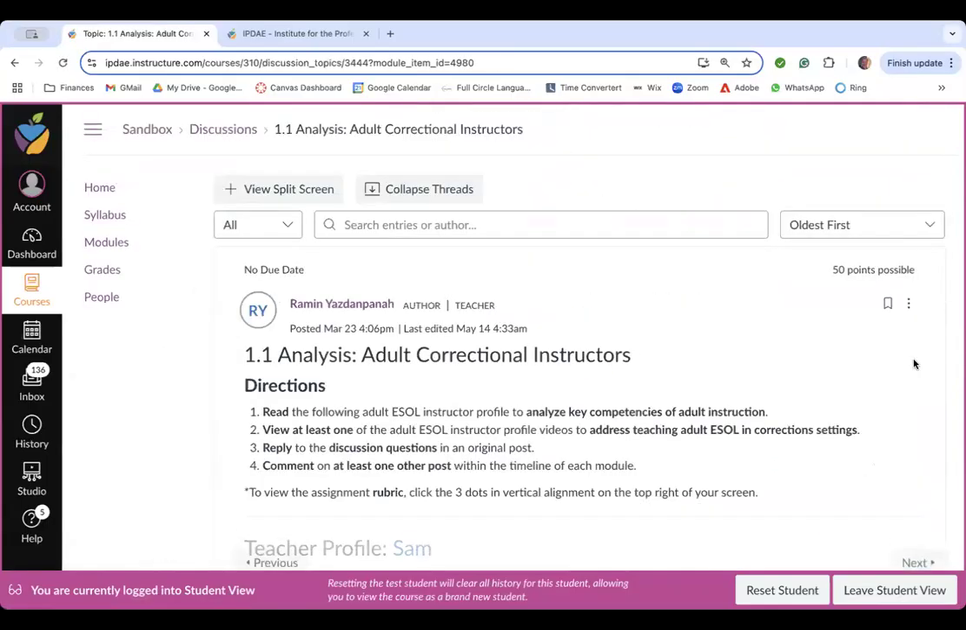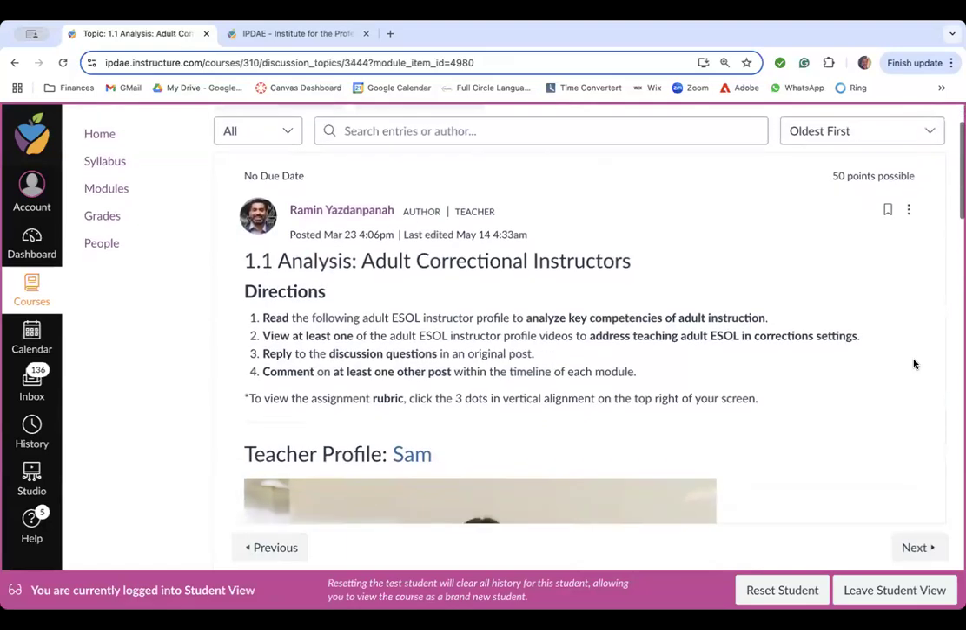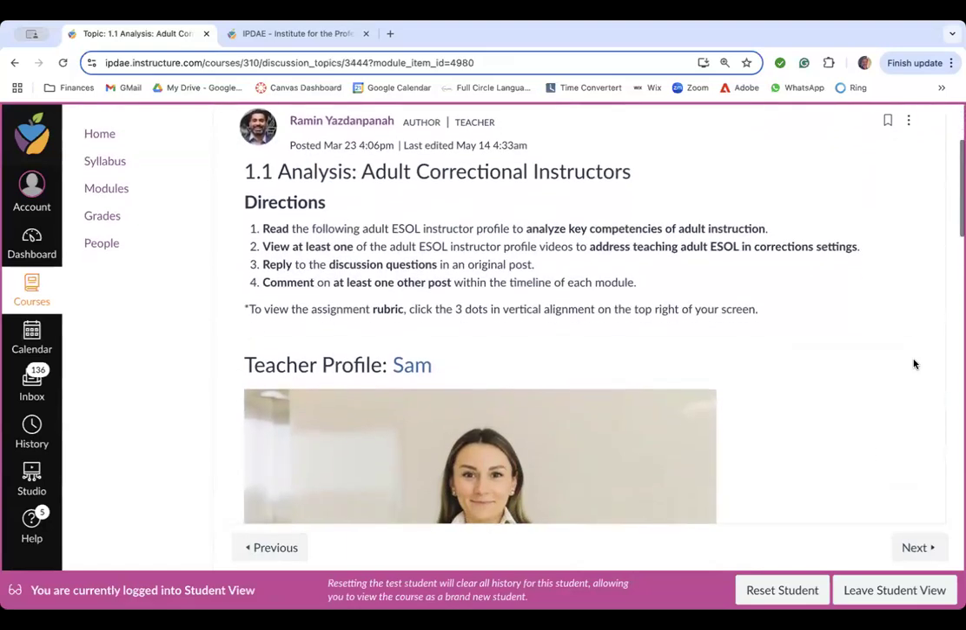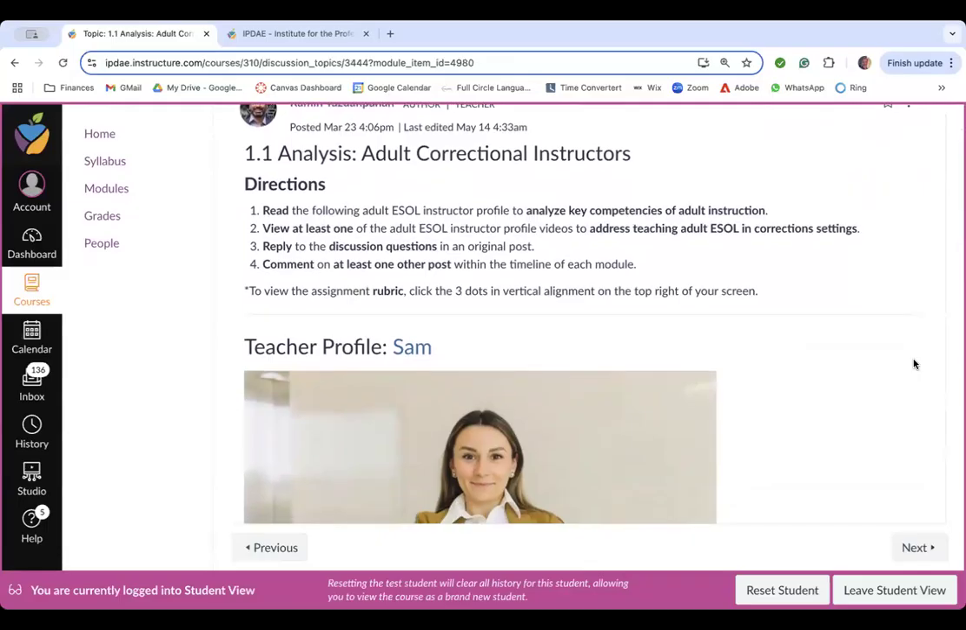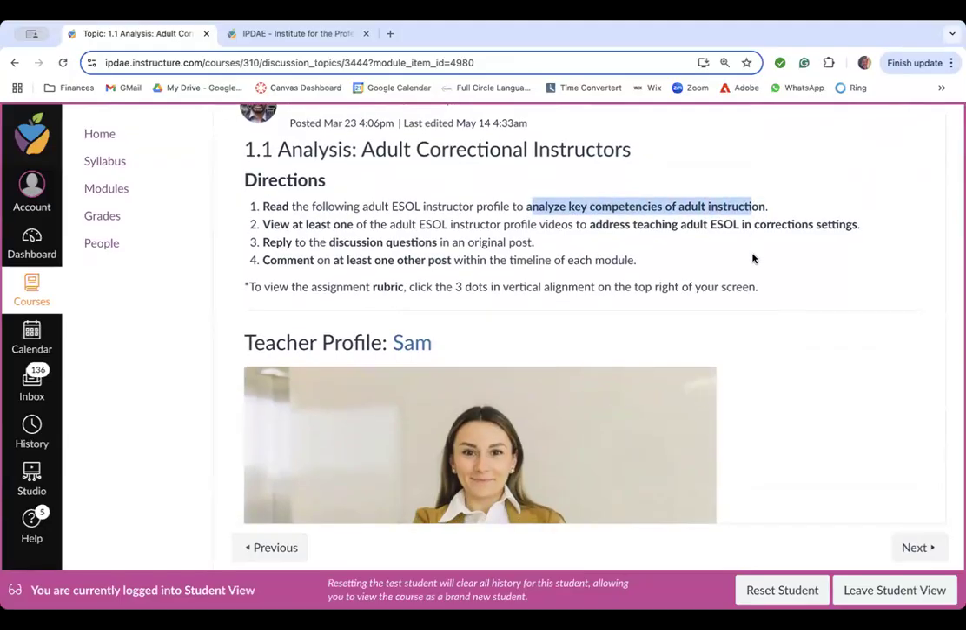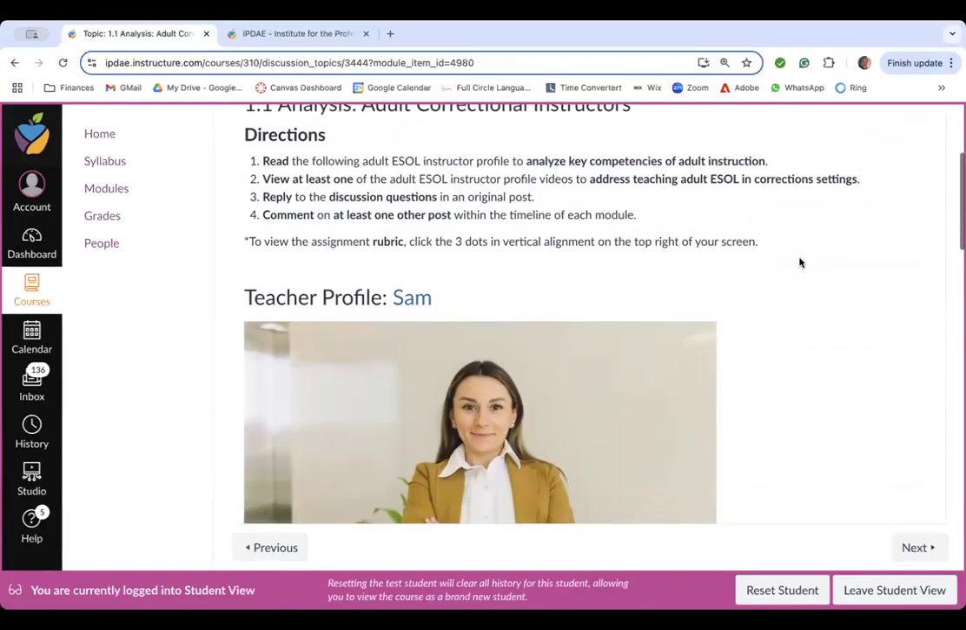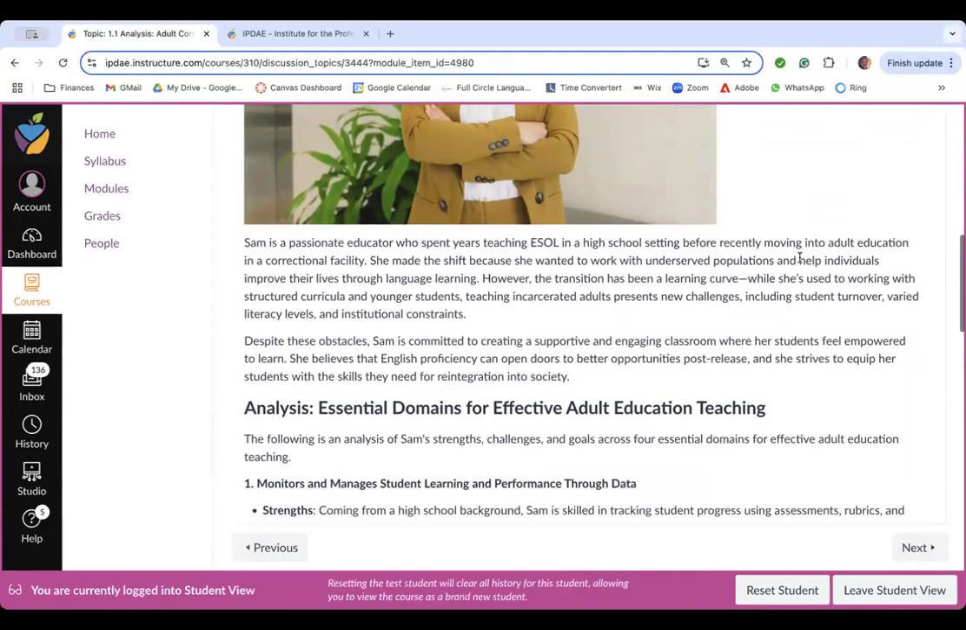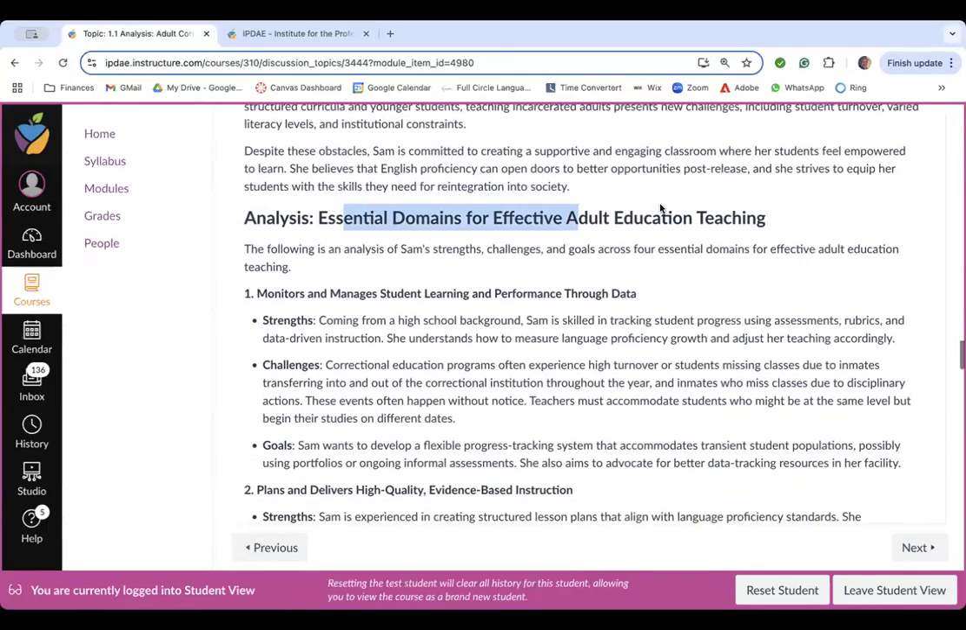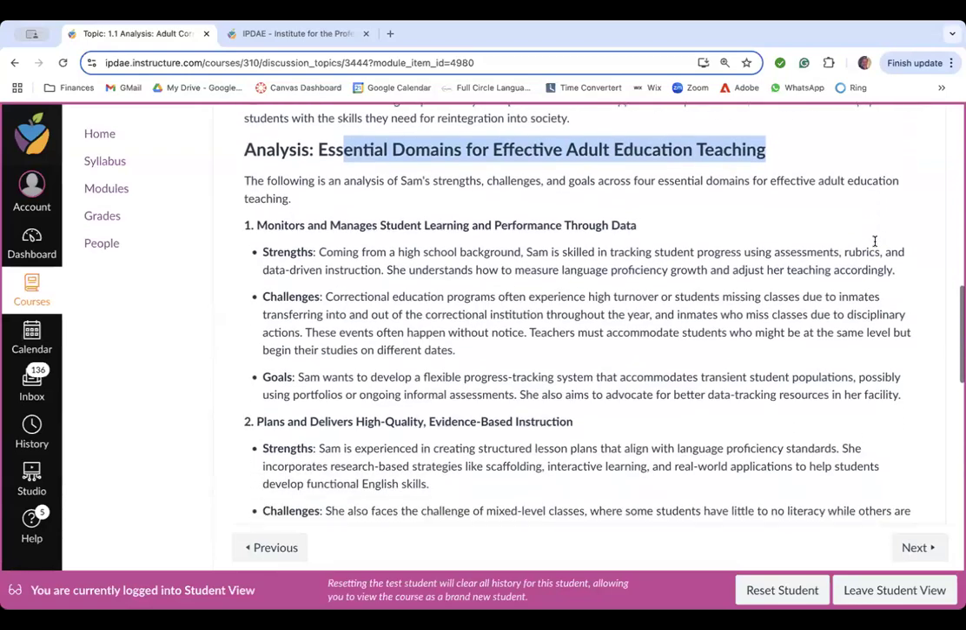Okay, and so you can see here, again, just doing a fairly quick scroll. You can see this analysis. This one is one of adult correctional educator instructors. And you can see how this is really an analysis activity to analyze, as we see here, key competencies of adult instruction. So we're using this model teacher profile of SAM to analyze these key competencies and then subsequently applying these key competencies to our own professional learning. So we have these key competencies of essential domains for effective teaching, effective adult education teaching.